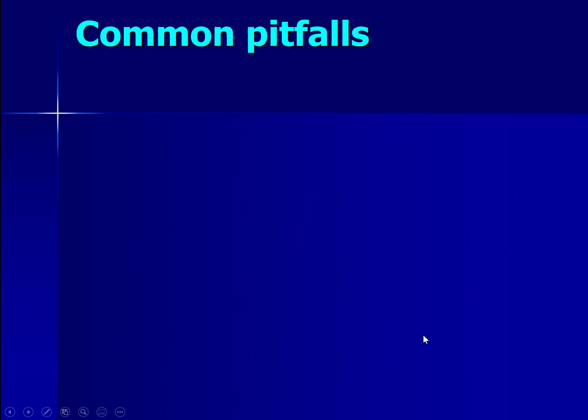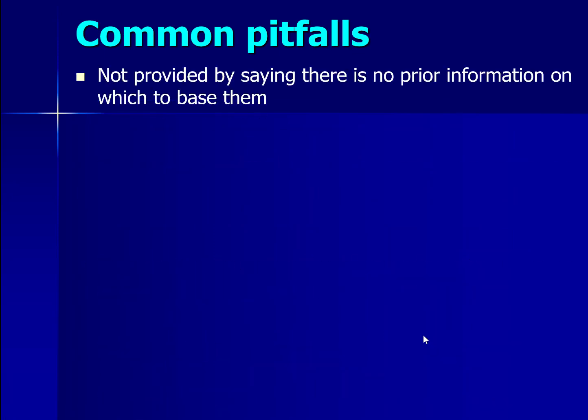Common pitfalls. Okay, the first one: the paper or research protocol did not provide any justification for the sample size in the planning. They just give some magic number and say that there is no prior information on which to base it. So they just do not mention that. So this is totally wrong.